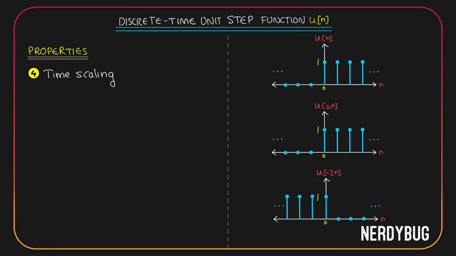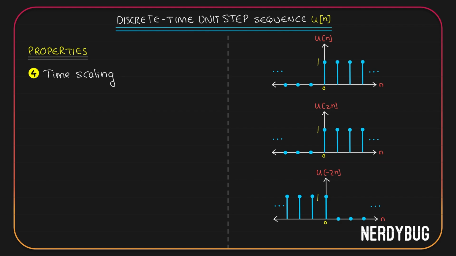Our next property is time scaling. Time scaling in discrete time unit step sequence is very similar to what we did in continuous time unit step function. Before that, we use the word sequence when it is discrete and function when it is continuous. It's not wrong if you say discrete time unit step function, it is just a conventional way of differentiating them.